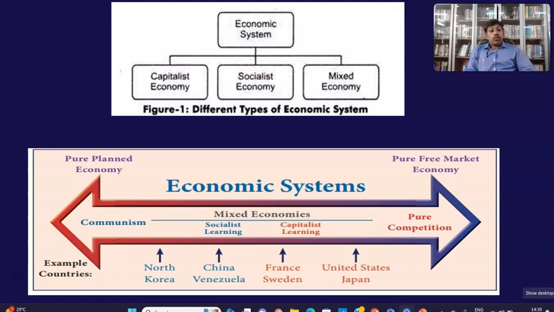Second one is the socialist economy. So what is a socialist economy? The means of production, land, labor, capital, organizations, everything is collectively owned by the state. So the state will decide what to produce, for whom to produce, and how to produce. So there are no capitalist interventions. What are the characteristics of the socialist economy? First one is collective property. All the factors of production are collectively owned by the state, and it is a kind of planned economy.